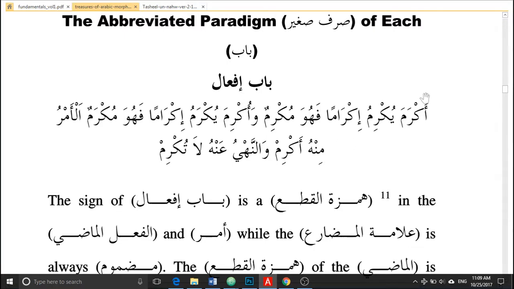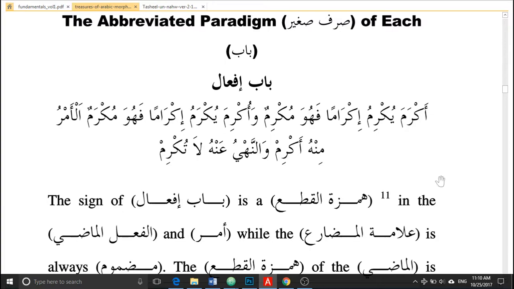But this bab is also used to make someone do something. For example, see, dakhala yadkhulu means to enter. Dakhala, he entered. So if you put it in this bab, adkhala, he was made to enter. Pay attention. If you put it in this bab, it makes someone else do something.